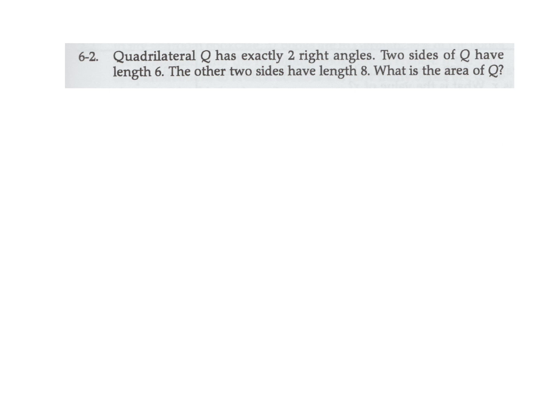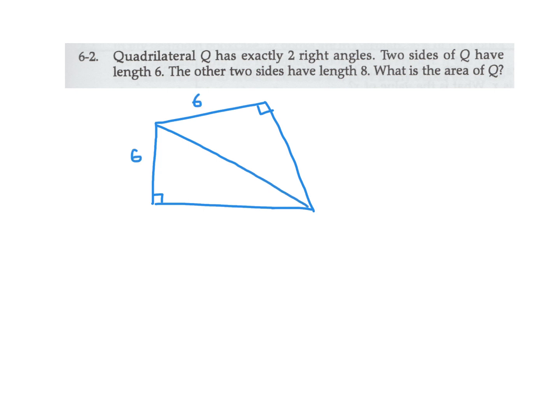Quadrilateral Q has exactly two right angles. Two sides of Q have length 6. The other two sides have length 8. What is the area of Q? Let's draw this. So this is one right angle, and perhaps that is another right angle. And then let's just draw a little line between. So let's just say those are 6 and these are 8.